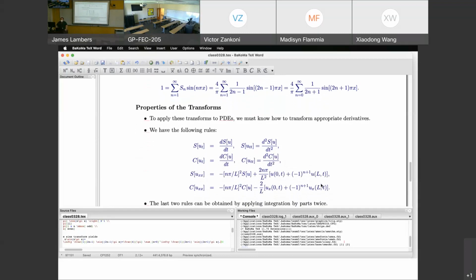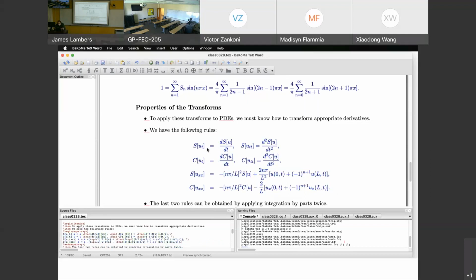Now, the way we use finite Fourier transforms, sine or cosine, to solve PDEs, we transform the PDE itself. We take the transform of the initial condition. We select the transform we want based on the boundary conditions. Here are the rules for transforming derivatives.